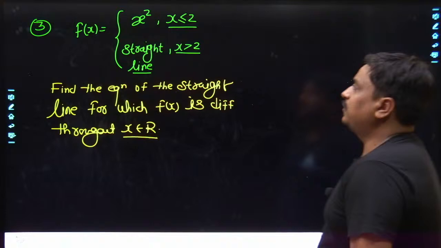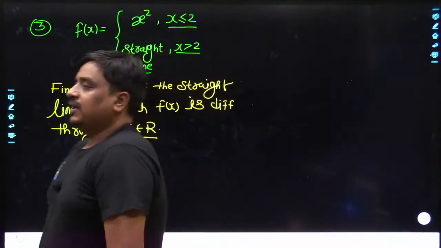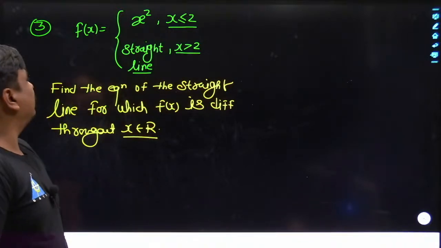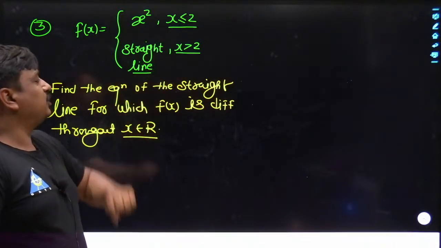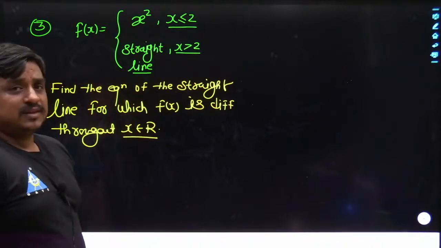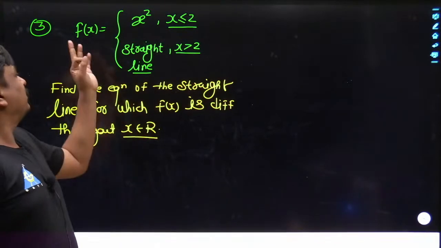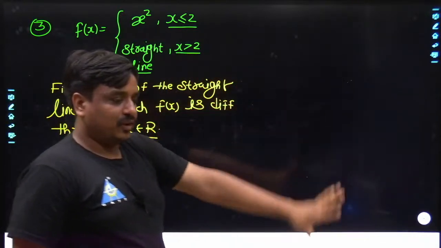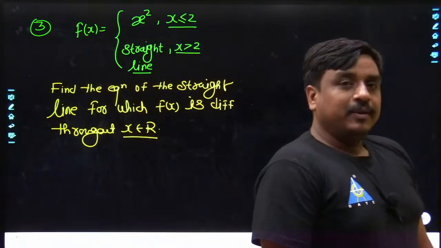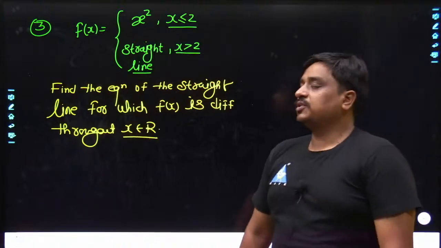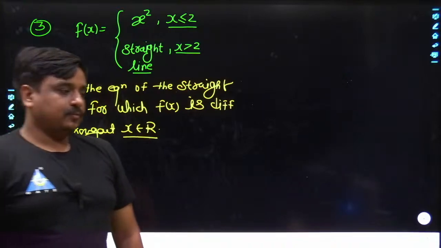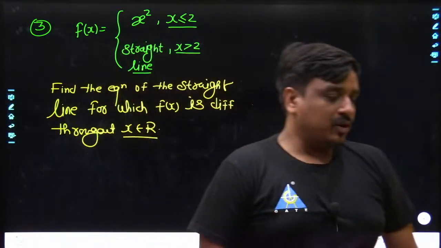The f of x is defined as x square, where x is less than or equal to 2, and similarly it is defined as a straight line for x greater than 2. I want the equation of the straight line such that the function f of x would remain differentiable throughout the range of real values of x. Tell me what would be the best answer?